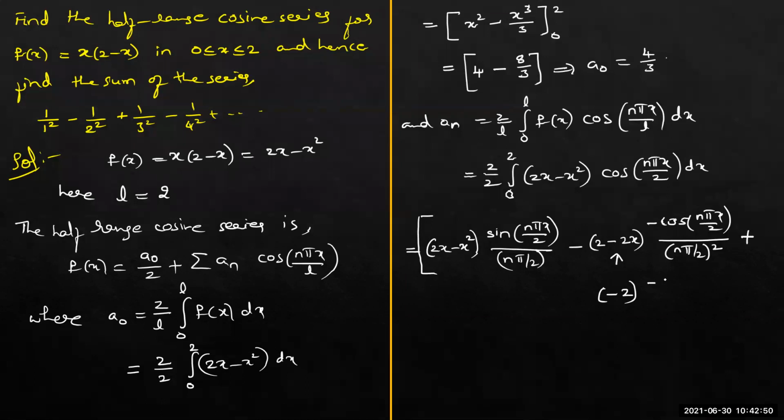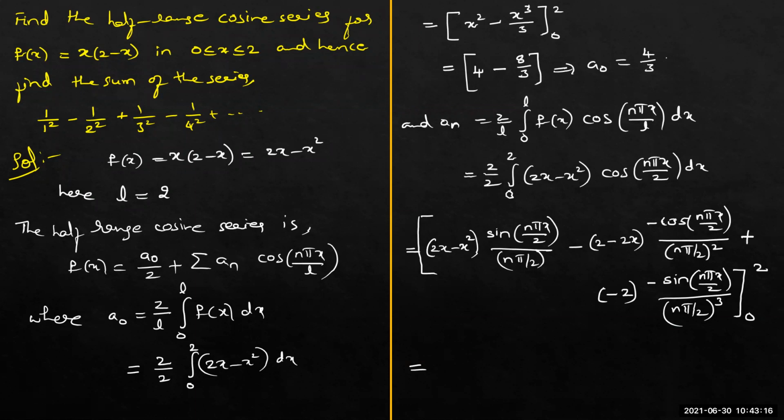So we'll get minus sine n pi x by 2 divided by n pi by 2 whole cube. Right? And next to this, we need to differentiate this minus 2. Since its differentiation is 0, we don't continue and we stop here. The limits are from 0 to 2. Now we need to substitute the limits.